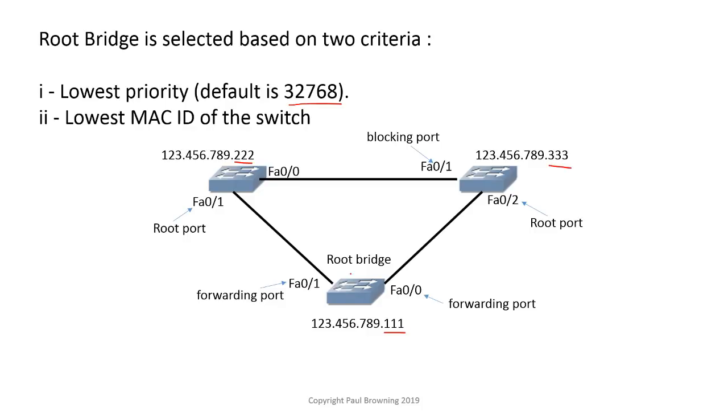So by default, if they've all got the same priority, which they will have unless you've changed it, then the winner would be the one with the lowest MAC address, which will be the root. And as I said before, all the ports will be forwarding.